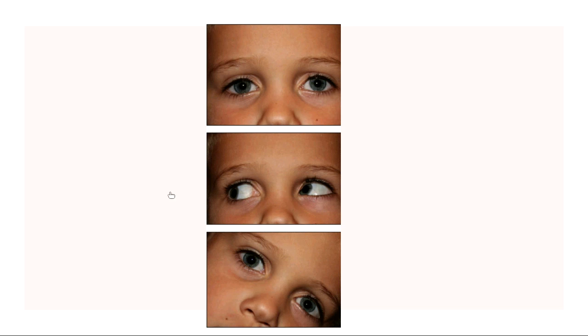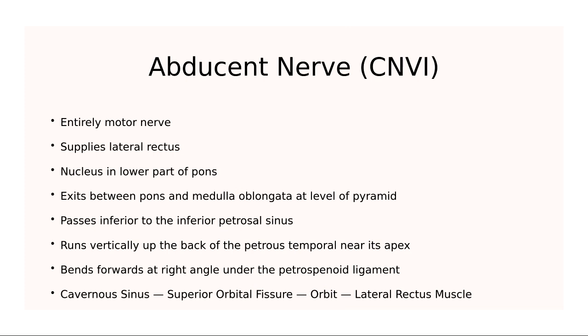The sixth cranial nerve is an entirely motor nerve which supplies the lateral rectus. The nucleus is located in the lower part of the pons, and it exits between the pons and the medulla at the level of the pyramid. It passes inferior to the inferior petrosal sinus and runs vertically up the back of the petrous temporal bone near its apex.